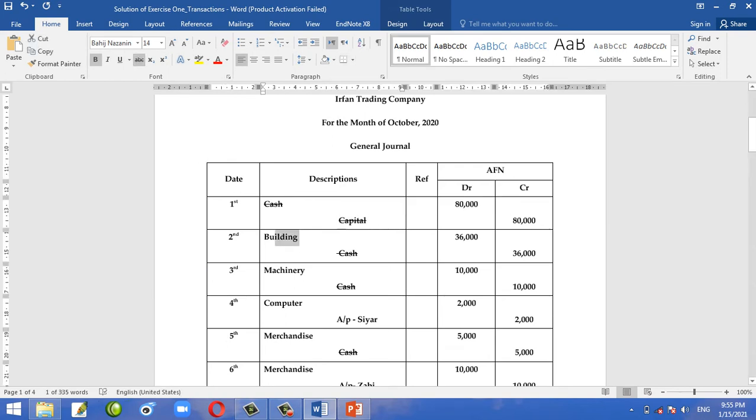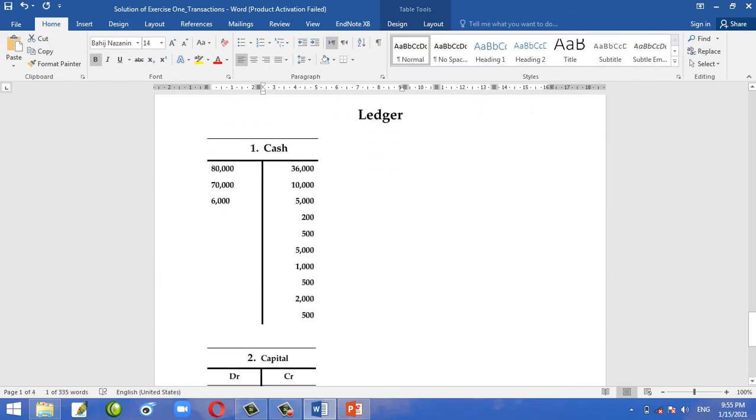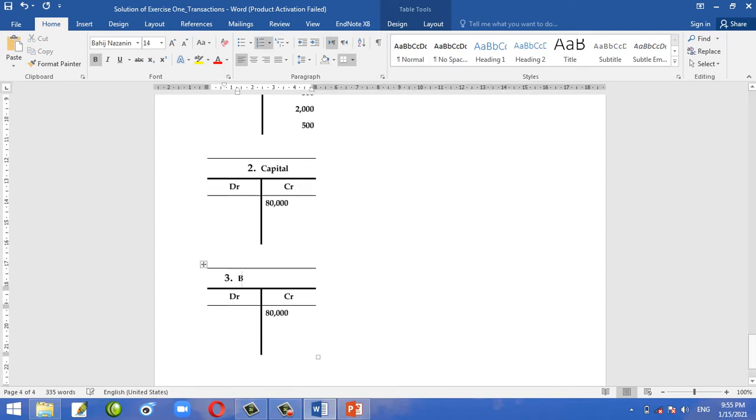Now come to the building. Building is debit for the organization. You can write 36,000 Afghanis as debit for building. The third one is building. Debit and credit. You can write 36,000 as debit. You can also just copy and paste it.